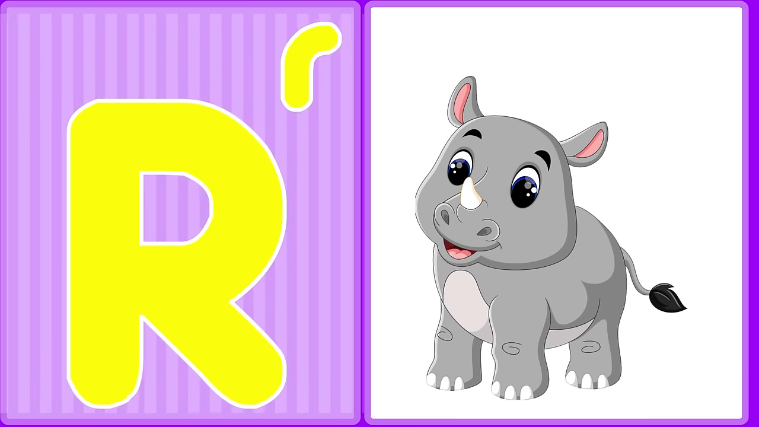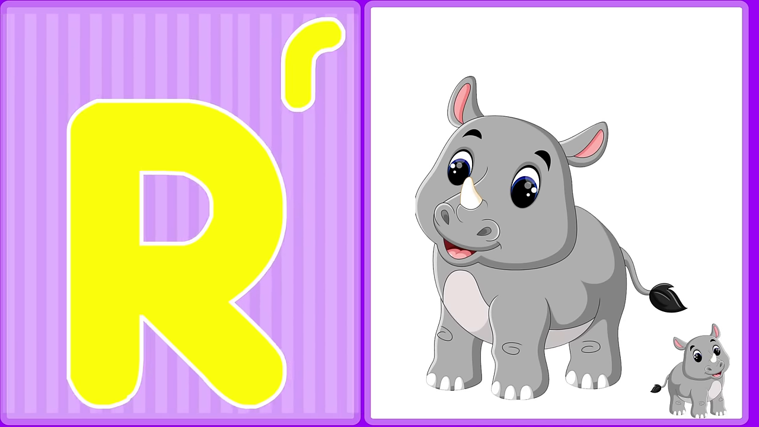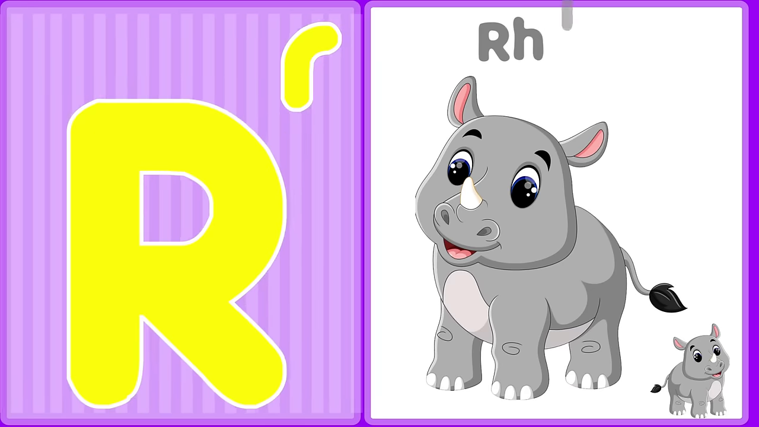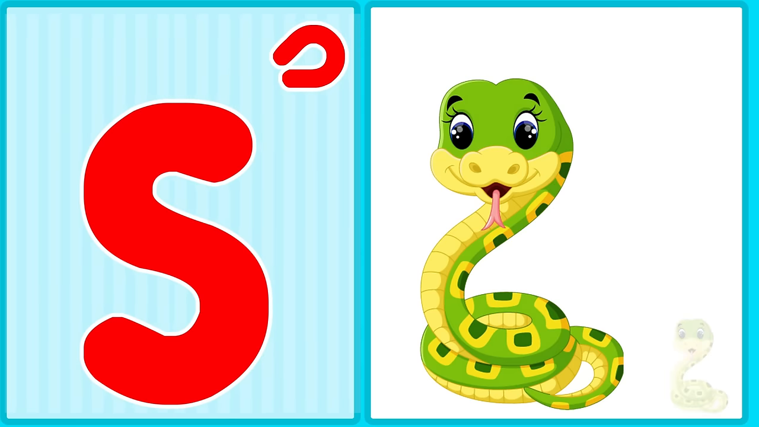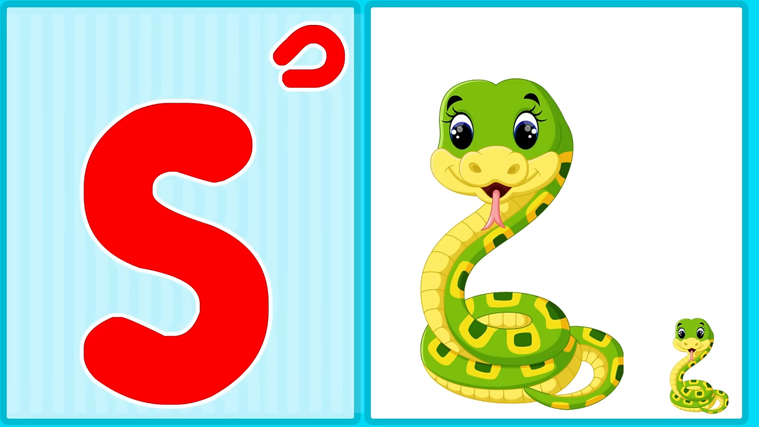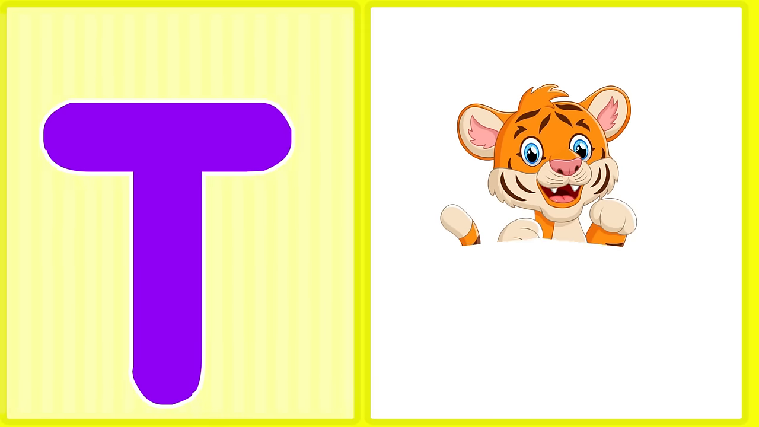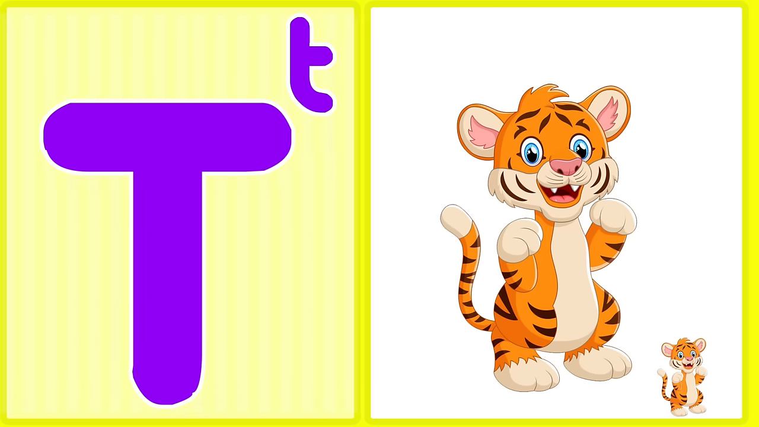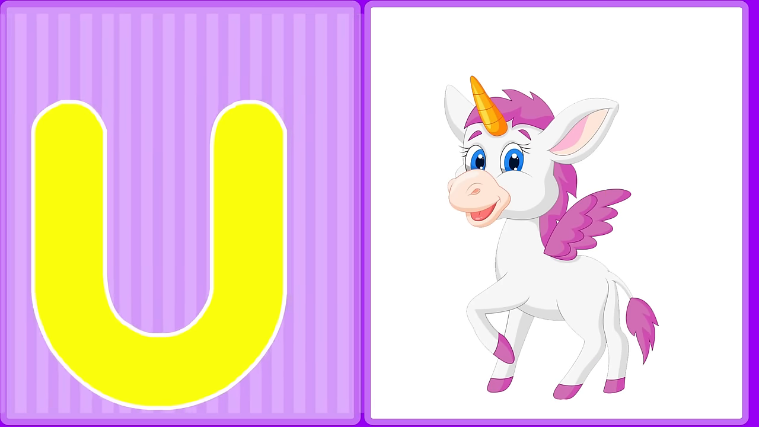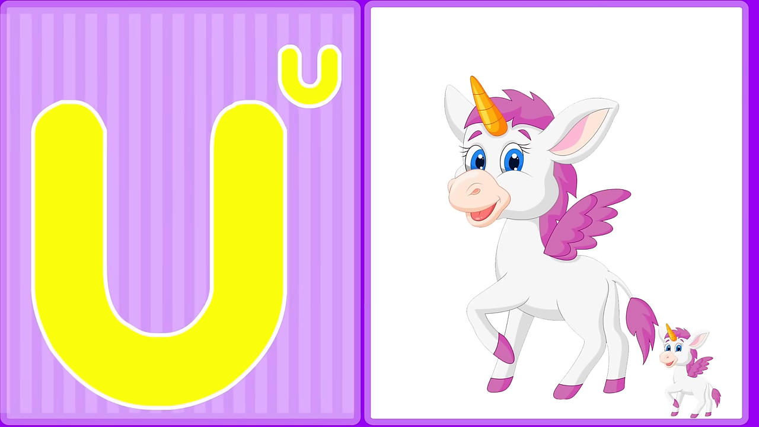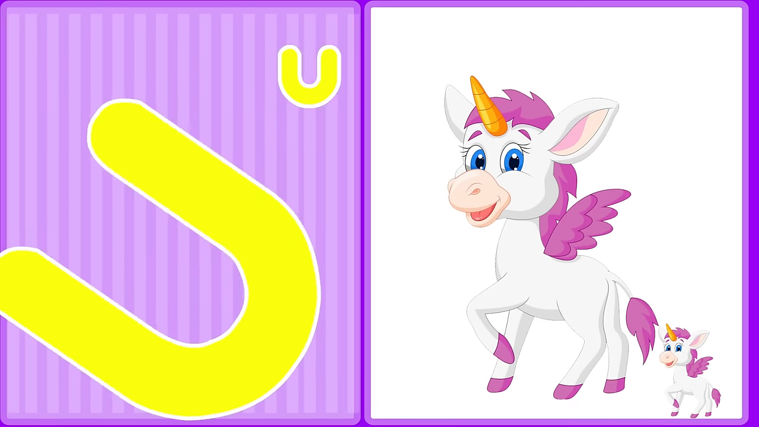R is for rhino. R, rhino. S is for snake. S, snake. T is for tiger. T, tiger. U is for unicorn. U, unicorn. V is for varanus.